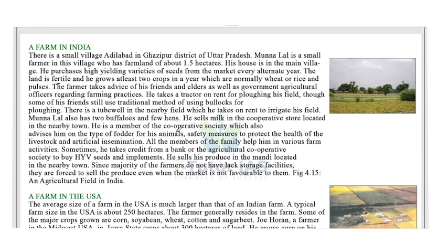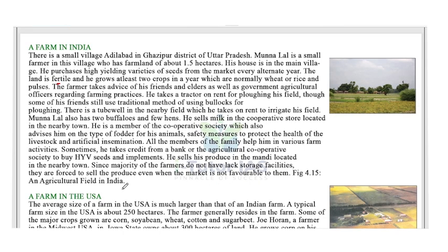He is a member of the cooperative society which also advises him on the type of fodder for his animals, safety measures to protect the health of the livestock and artificial insemination. All the members of his family help him in various farm activities. Sometimes he takes credit from the bank or agriculture cooperative society to buy the HYV seeds and implements. He sells his produce in the mandi located in the nearby town. Since the majority of the farmers do not have storage facilities, they are forced to sell the produce even when the market is not favorable to them.